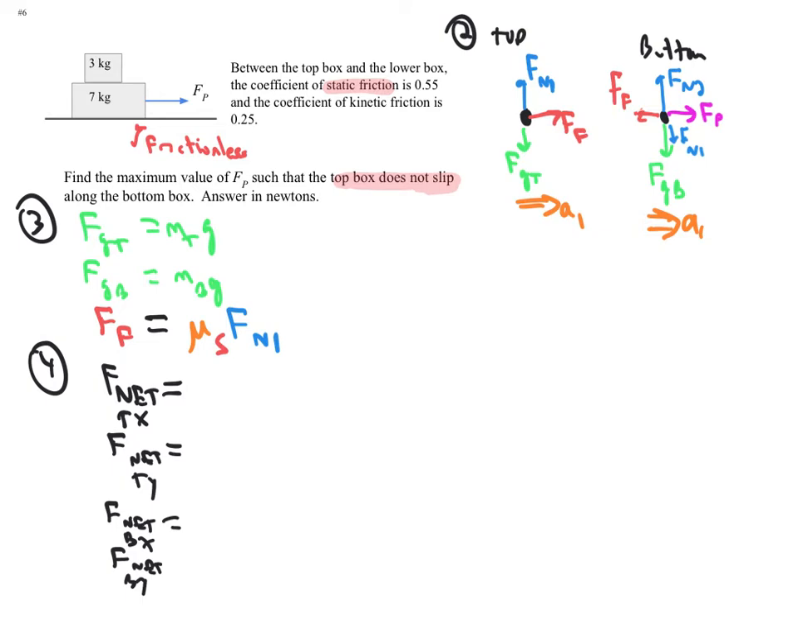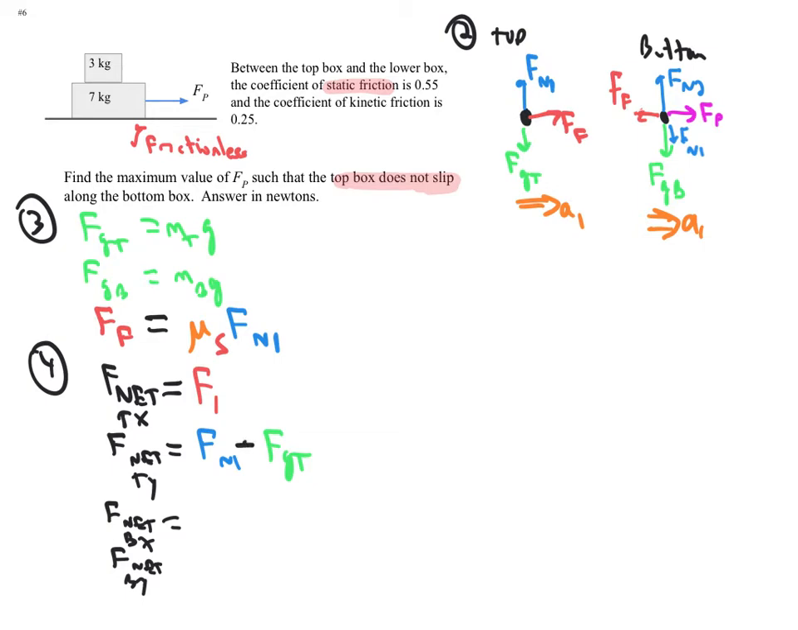Some of these aren't that bad, though. For instance, the top guy's x is just f1. And the top guy's y, well, there's an Fn1, and there's an Fg of the top guy. They point, however, in different directions. Points up, points down. And so they should have different signs.